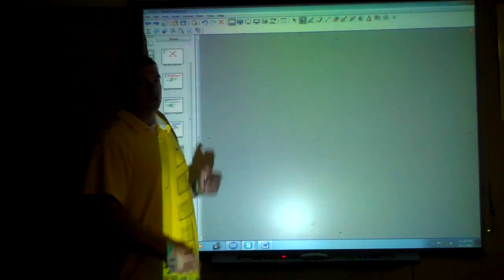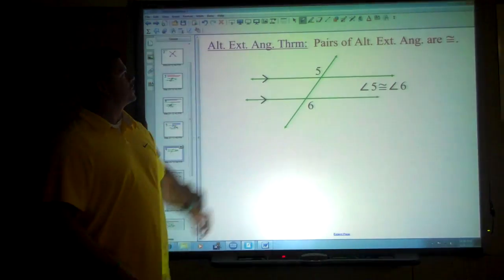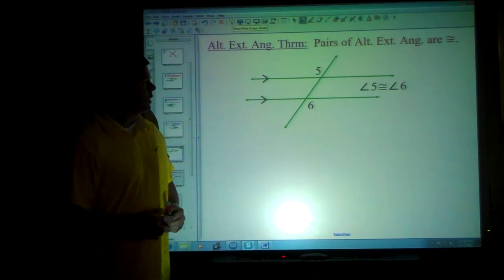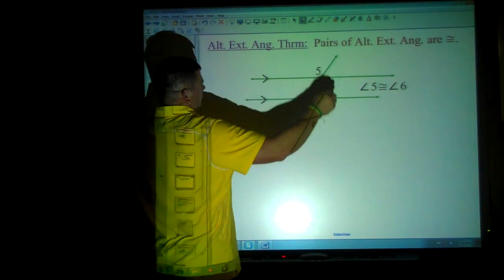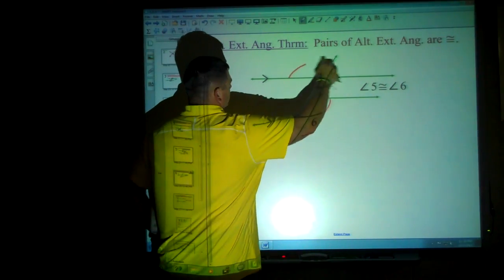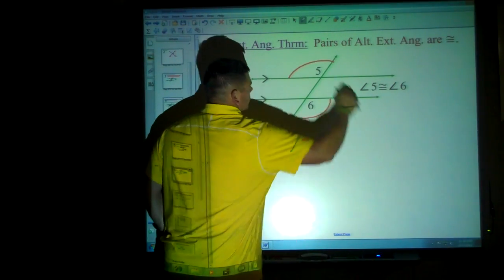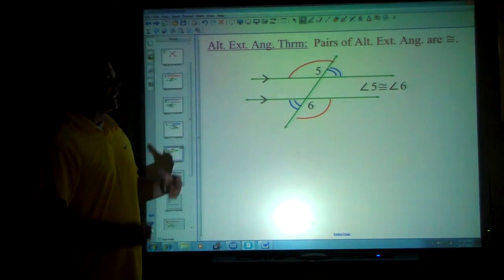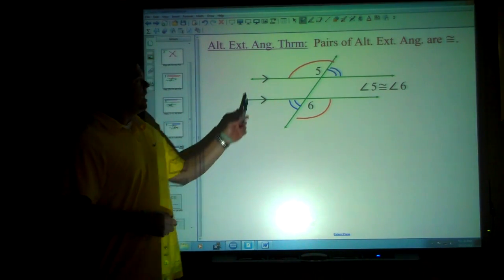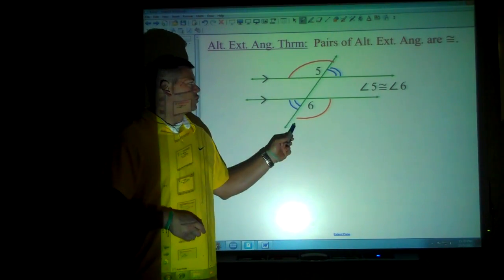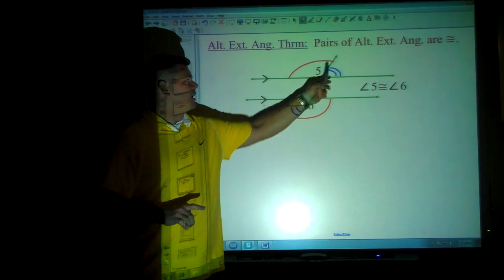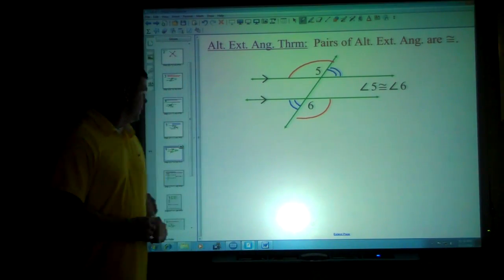And our last one, that leaves us with the alternate exterior angles theorem. The pairs of alternate exterior angles are going to be congruent again. So now the outsides, 5 and 6, this angle will match up with that angle. And this angle will match up and be congruent to that angle. There's a lot of information that we can actually get. If we're dealing with parallel lines cut by a transversal, I only need one angle given to me, and I can find the other 7 based on these concepts.